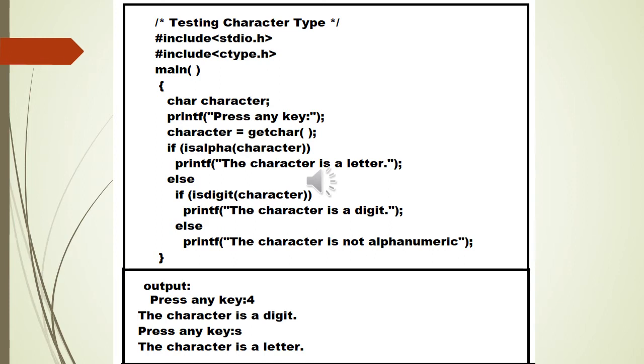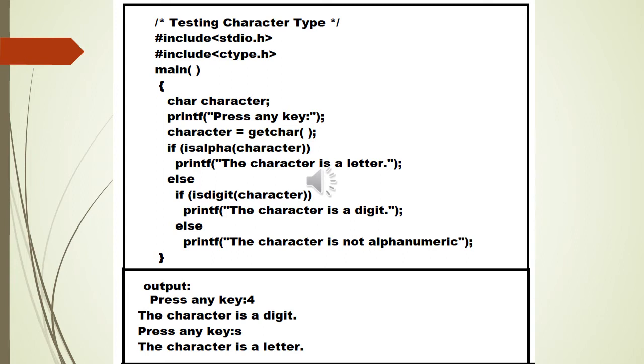Here the main program starts. The variable character is of type char. For the getchar function we need one variable, so we took the variable name as character. It is of type char, it is a must. Then printf "press any key". When you execute the program, this message will come. If you press a key, getchar is assigned to the variable named character.